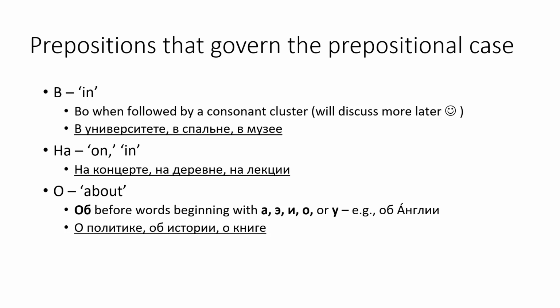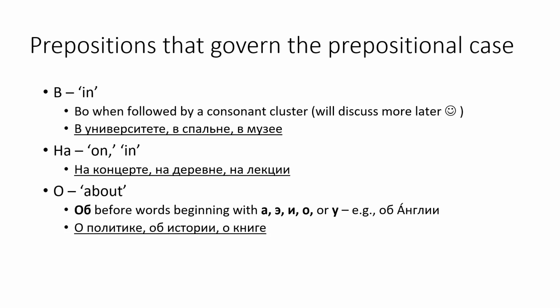В университете. В университете, just join the в and the у. В университете, that means in the university. В спальне, в спальне. So спальня is bedroom, and because there's consonants at the beginning, you kind of pronounce the в more like an f. В спальне, в спальне. And similarly we have в музее, в музее. In the museum, в музее.